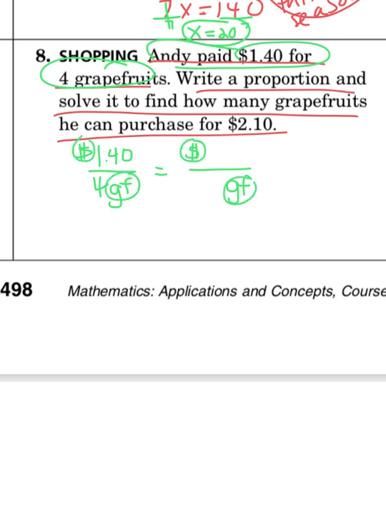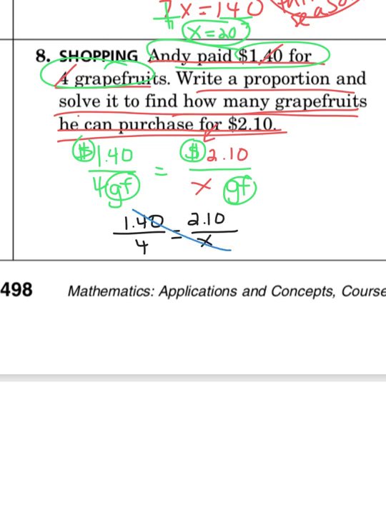Okay, do you see that? I'm labeling. It's really important to label these kinds of problems. Okay, so I wrote down $1.40 for 4 grapefruits. Write a proportion and solve it and find how many grapefruits he can purchase for $2.10. Well, the $2.10 is going to go right here. I have a $ sign right here, so I could see that. How many grapefruits? I don't know. We have to figure that out. So I got $1.40 over 4 equals 2.10 over x. There's my x.